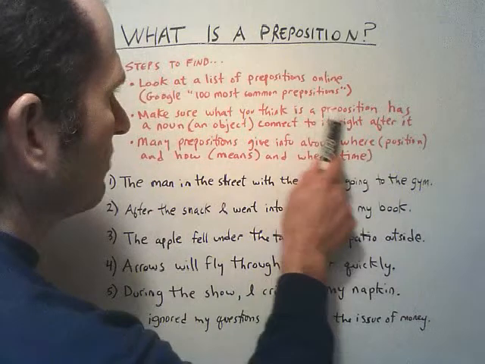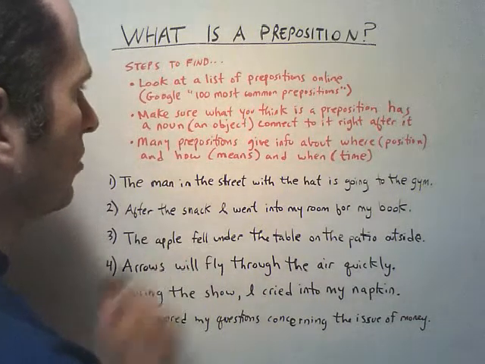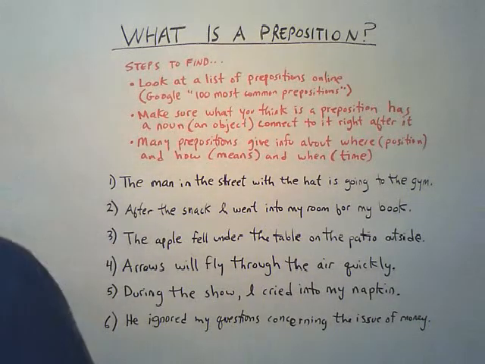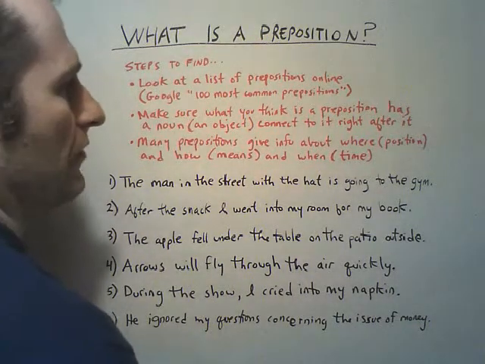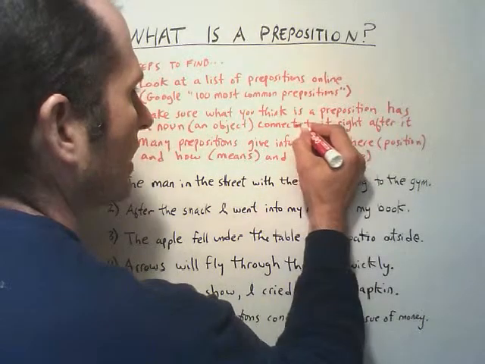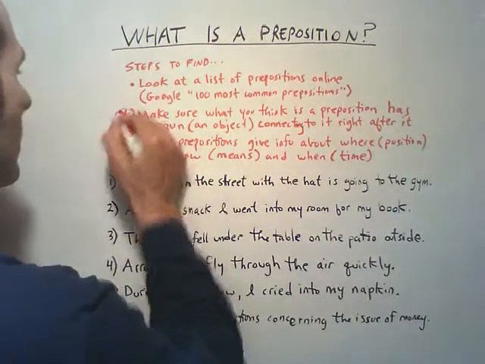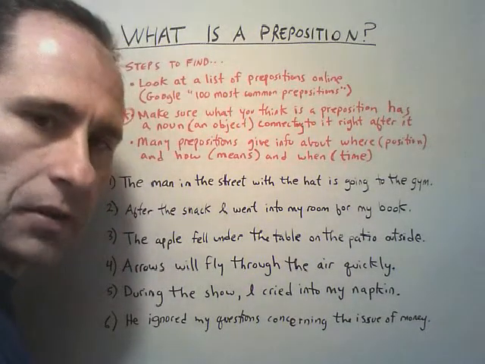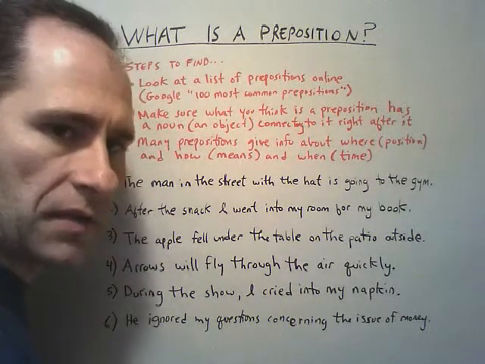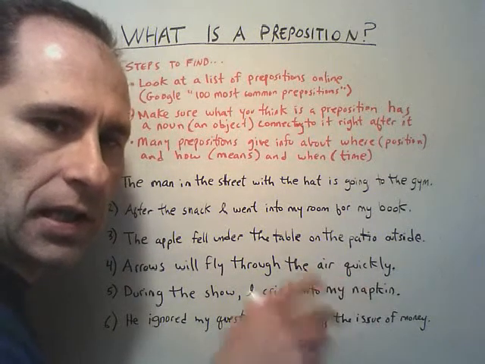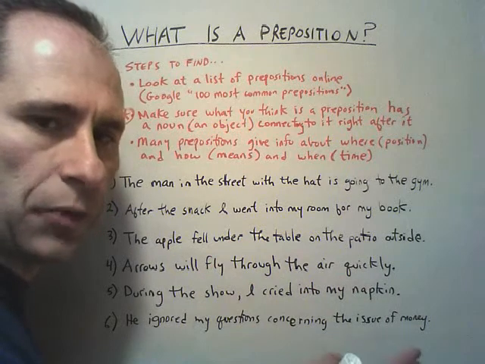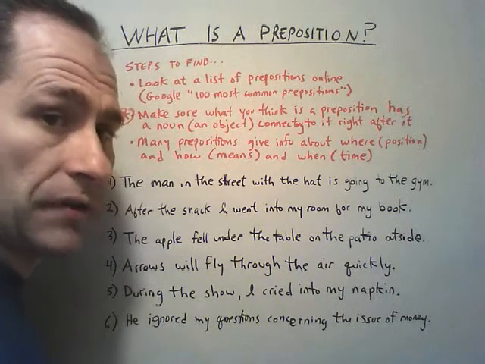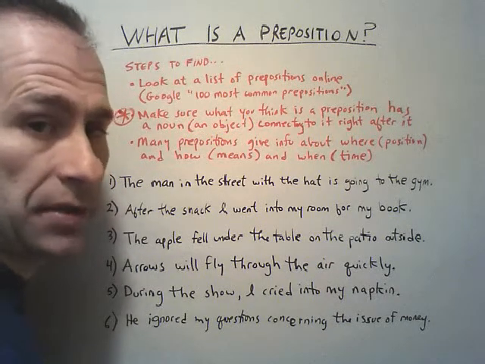Make sure what you think is a preposition has a noun or an object connecting to it right after it. Now this is probably the most important thing right here. If it's going to be a genuine preposition in that word group that you're looking at, it's going to have what's called an object of the preposition. So a preposition plus its object of the preposition equals a prepositional phrase. All right? And they come together. So if there is no object of the preposition, you don't have a preposition. It's probably an adverb.